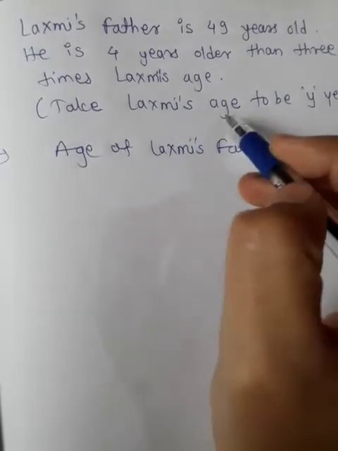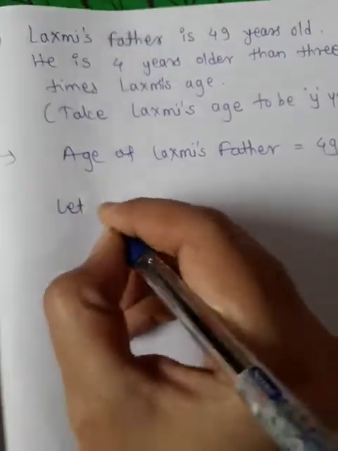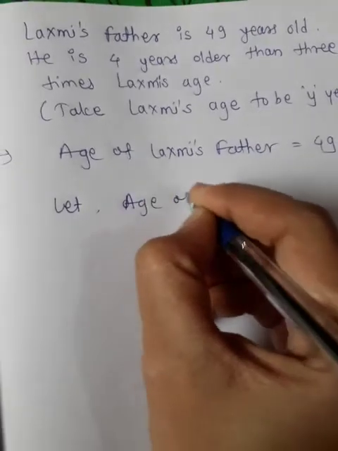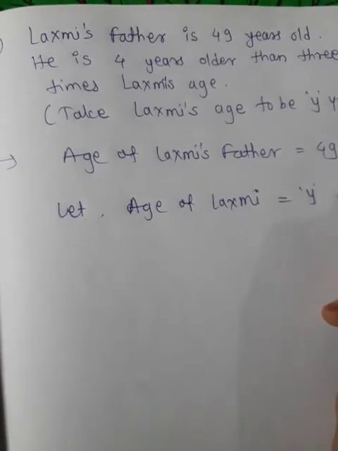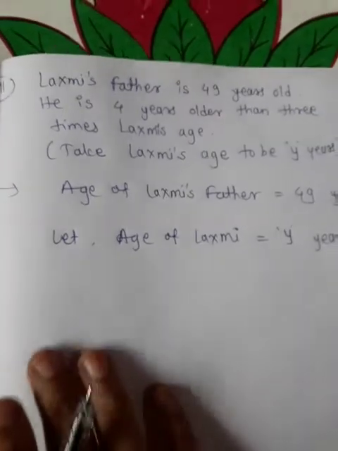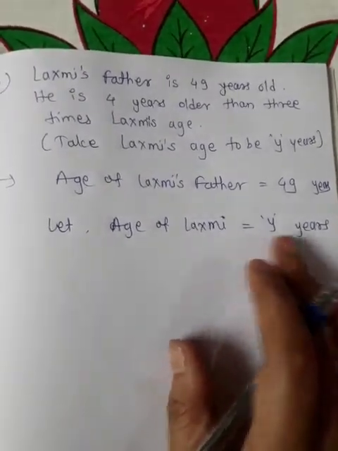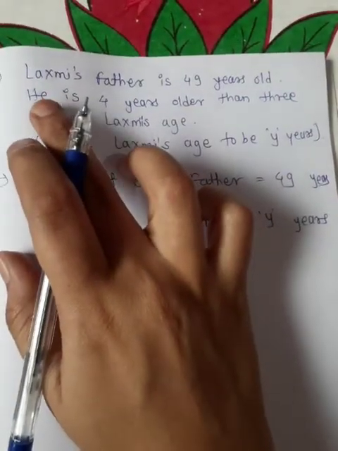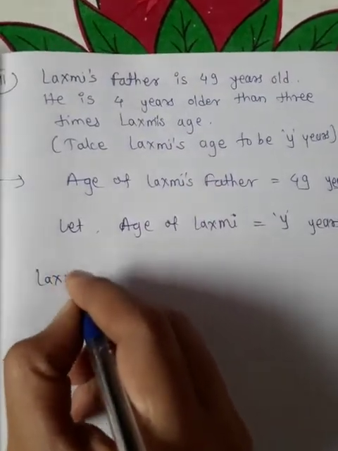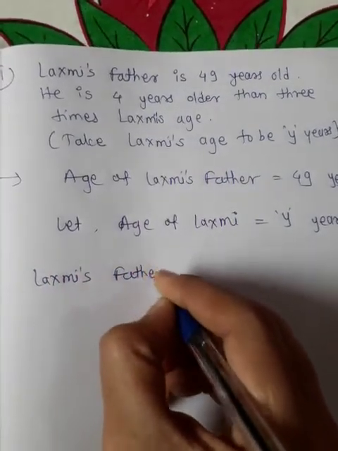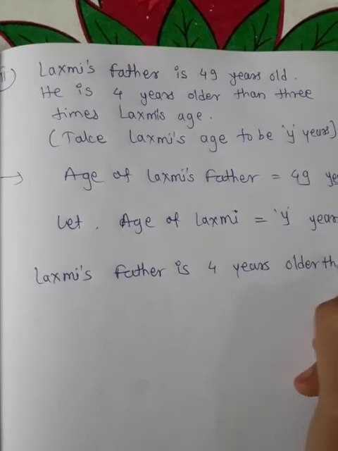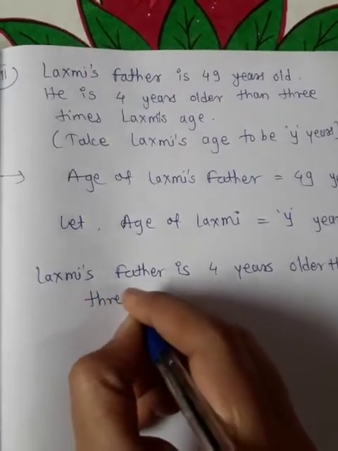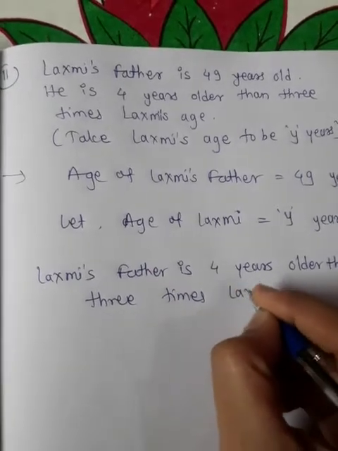So Lakshmi's father is 4 years older than 3 times Lakshmi's age. Here Lakshmi's age is unknown, so we have to take Lakshmi's age to be y years. So let the age of Lakshmi be y years. Okay, so here we take the age of Lakshmi as y years. Now see, Lakshmi's father is 4 years older than 3 times Lakshmi's age.